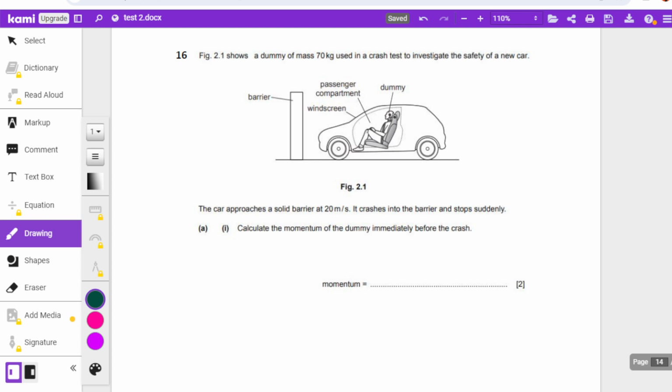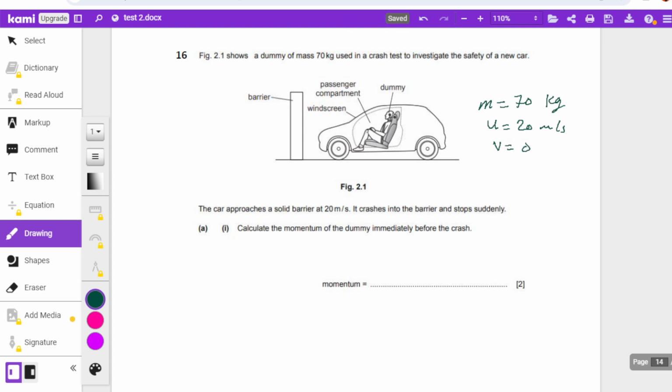Figure 2.1 shows a dummy of mass 70 kilogram. So here the given mass is 70 kilogram. It is used in a crash test to investigate the safety of a new car. The car approached a solid barrier at a speed, so this is the initial speed, 20 meters per second. It crashes into the barrier and stops suddenly, so final is 0.